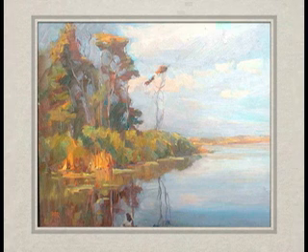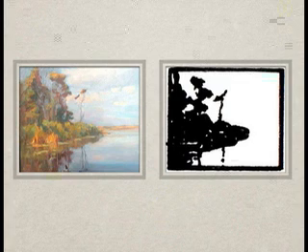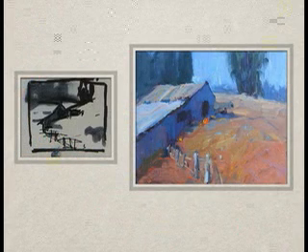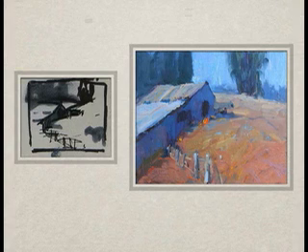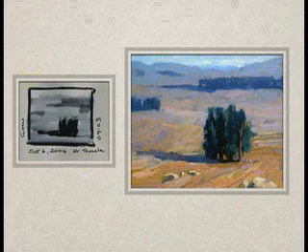Here's a painting of mine, and here you can see its Notan structure. Here's a few more examples. You can see the Notan structure on the left and the actual painting on the right.